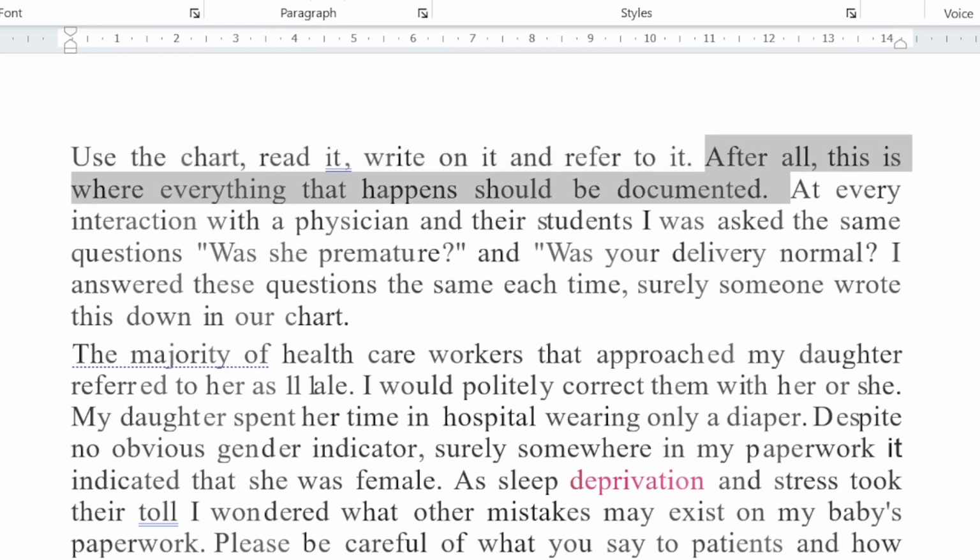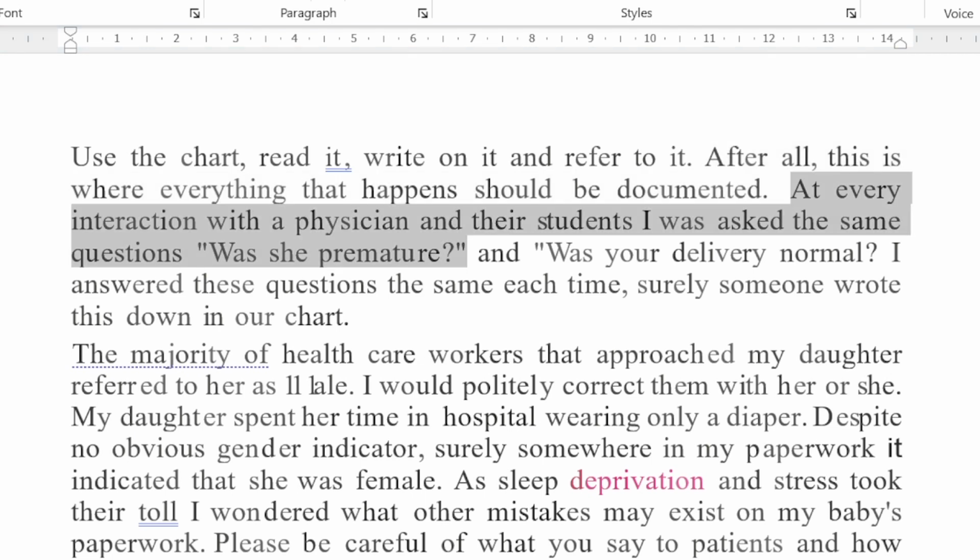"After all, this is where everything that happens should be documented." So the speaker is saying again that the chart is important because it is the place where all the important information about the patient is written down. Anything significant that happens during the patient's treatment should be recorded in the chart.